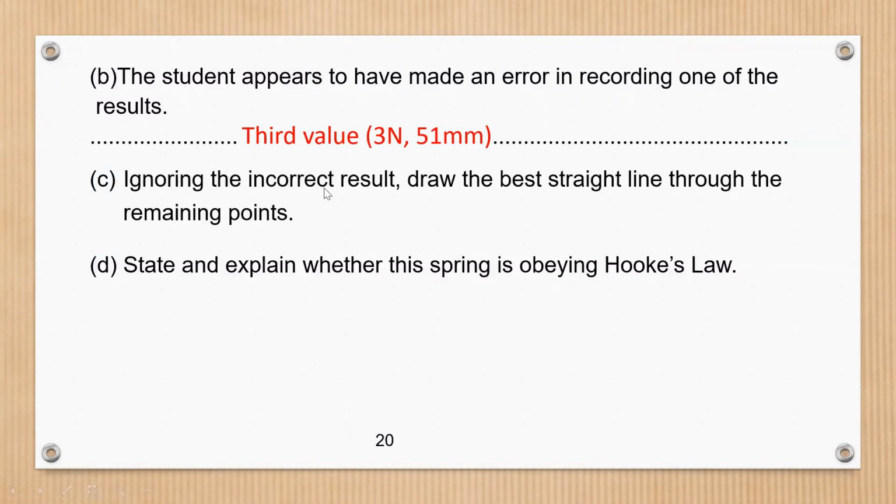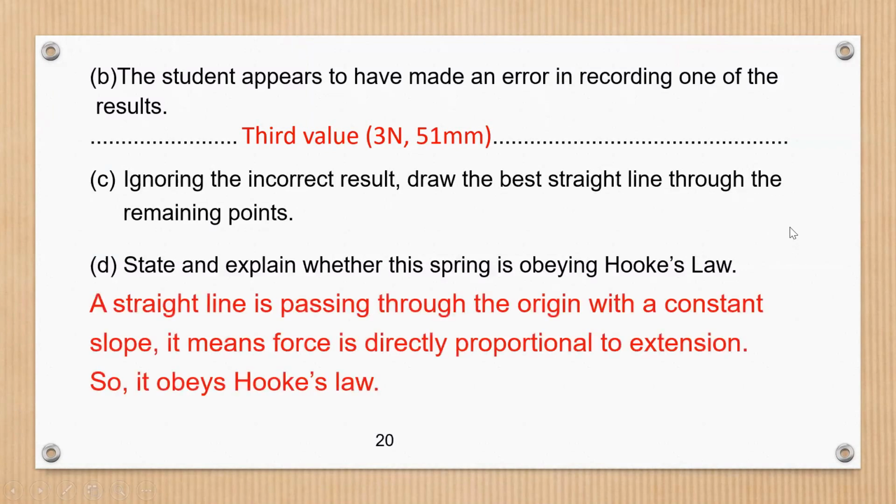Now, ignoring the incorrect result, draw the best straight line through the remaining points. I already had drawn the straight line passing through the origin through 4 points. State and explain whether this spring is obeying Hooke's law. Yes, the graph is passing through the origin, so it obeys Hooke's law. So what I wrote here, a straight line is passing through the origin with a constant slope. The slope was constant. It means the force is directly proportional to the extension, so it obeys Hooke's law.